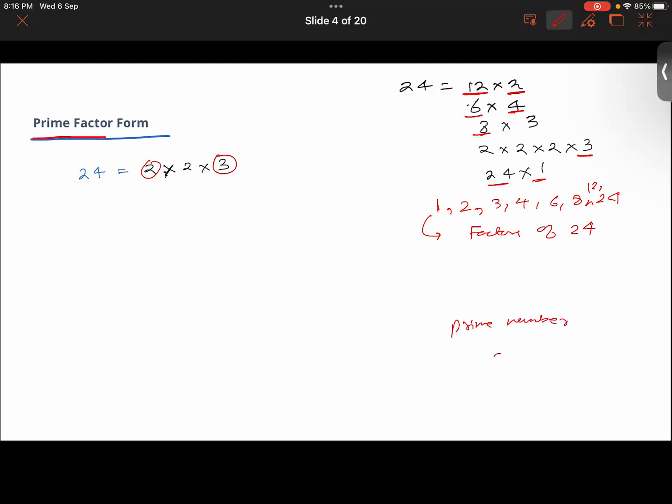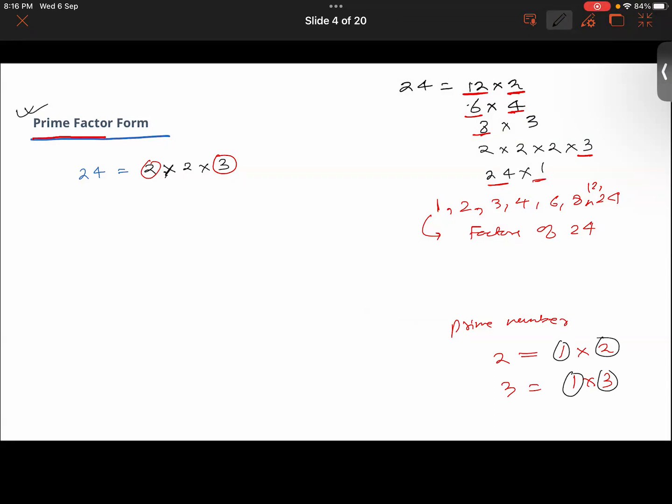If you were to factorize 2, how will you factorize it? It will be only 1 multiplied by 2. Is there any other way? No, sir. What about 3? 1 into 3. So here it has got only two factors, one and itself, right? So if we write the factors of a number in such a way that all the factors are prime numbers, then it is said to be a prime factor form.